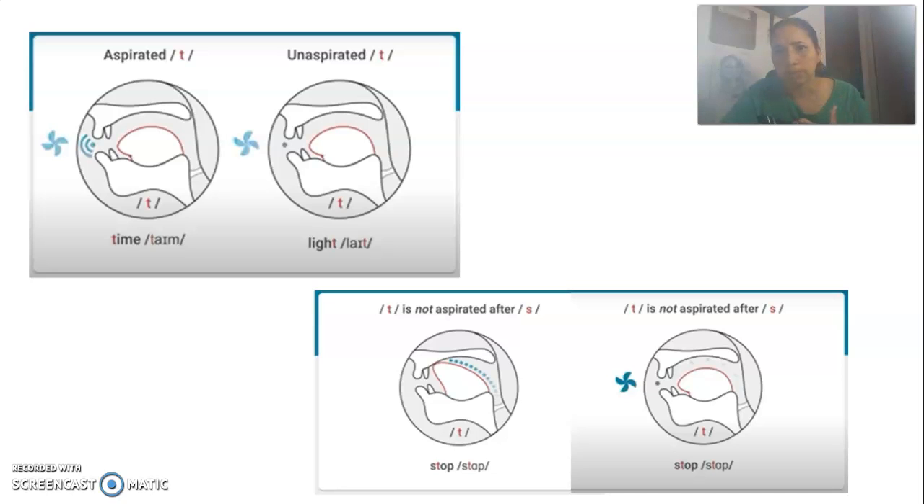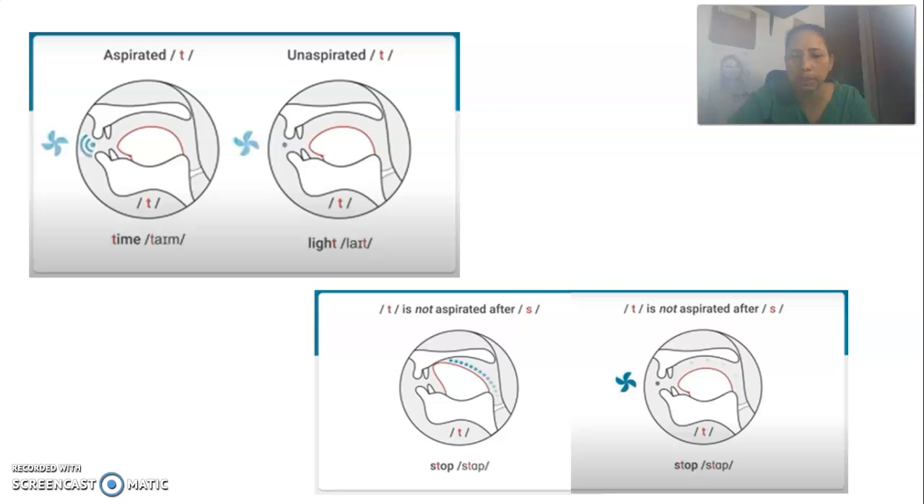The most important aspect for the stop is how they are aspirate. This means that this consonant must be pronounced with a strong puff of air at the beginning of the words or stressed syllables. When the T sound is at the end of the word, we must be aware to follow the final stop rule and it is not aspirate.